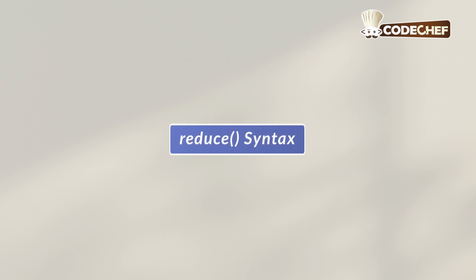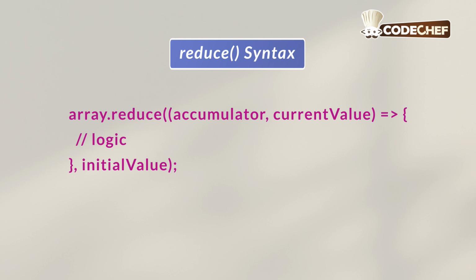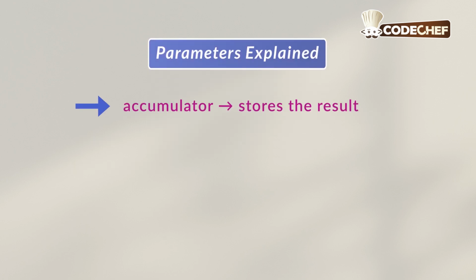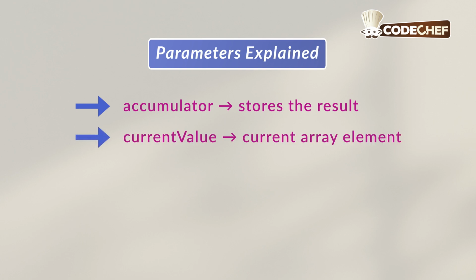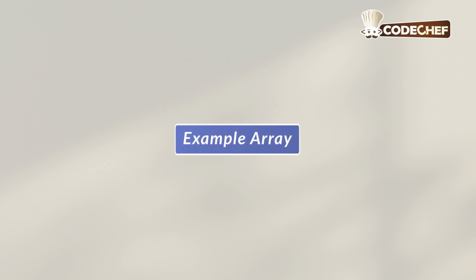Now, this is the basic syntax of the reduce method. It takes a callback function and an optional initial value. Inside the callback, we define how each element should be combined with the result so far. So, the accumulator stores the result after each step. The current value represents the element currently being processed from the array, and the initial value defines where the accumulator starts.